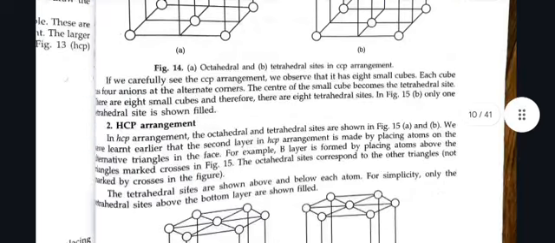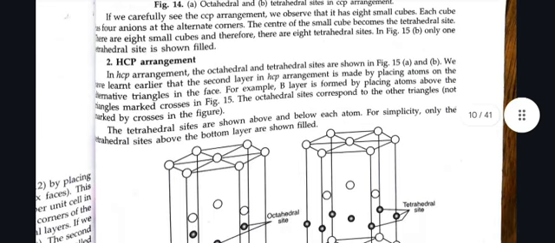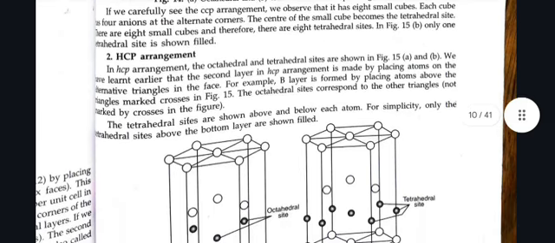If we carefully see the CCP arrangement, we observe that it has 8 small cubes. Each cube has 4 anions at the alternate corners. The center of the small cube becomes the tetrahedral site. There are 8 small cubes and therefore there are 8 tetrahedral sites. In figure 15b, only one tetrahedral site is shown.